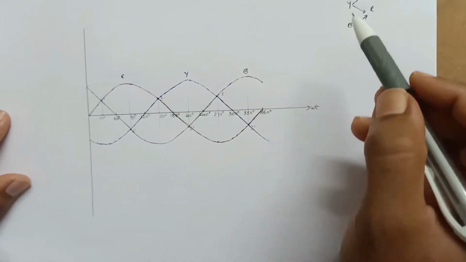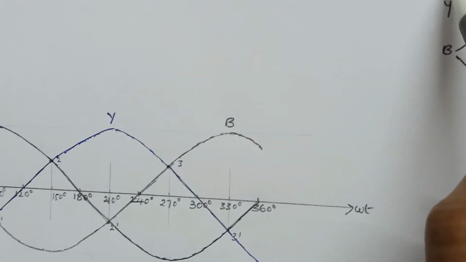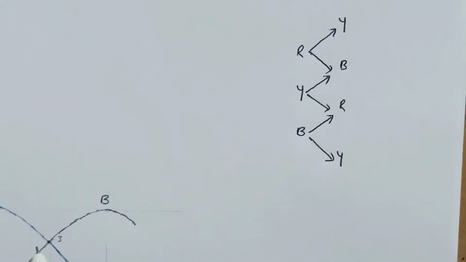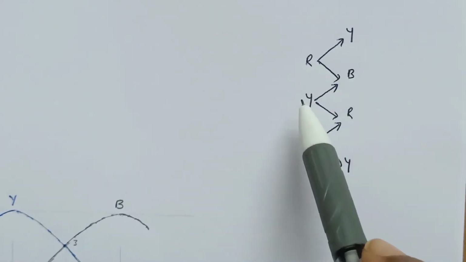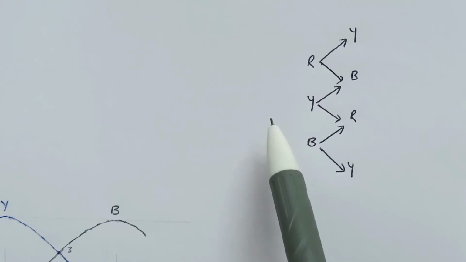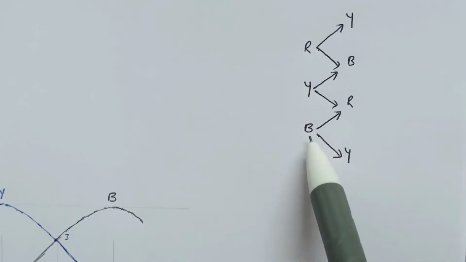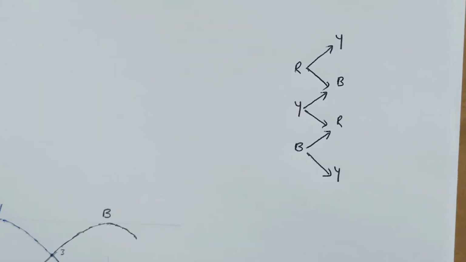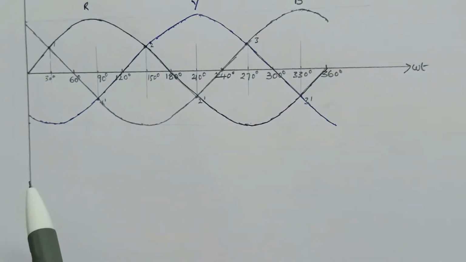We are aware that there are three phases, particularly R, Y and B. Each phase may pair with another phase, forming a line-to-line or phase-to-phase waveform. If it is a voltage, then we can consider it as VRY, particularly R to Y voltage, and the corresponding waveform is the R to Y voltage waveform. Similarly, RB, YB, YR, BR, and BY. So the possible line-to-line voltage waveforms are 6. First let us see how to construct these 6 line-to-line voltage waveforms.